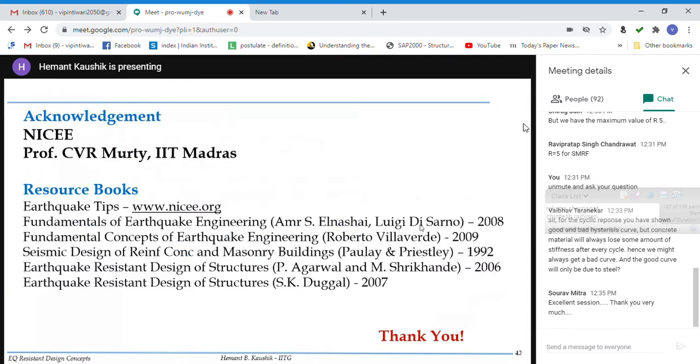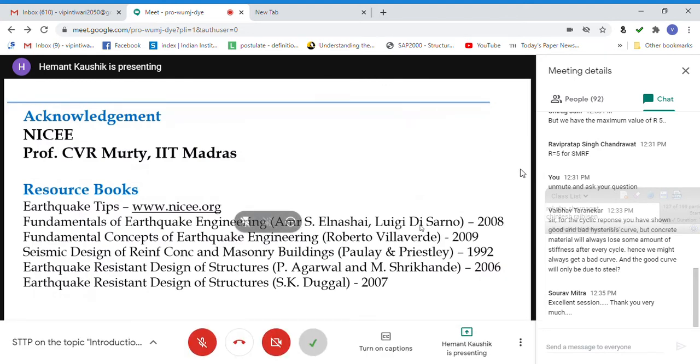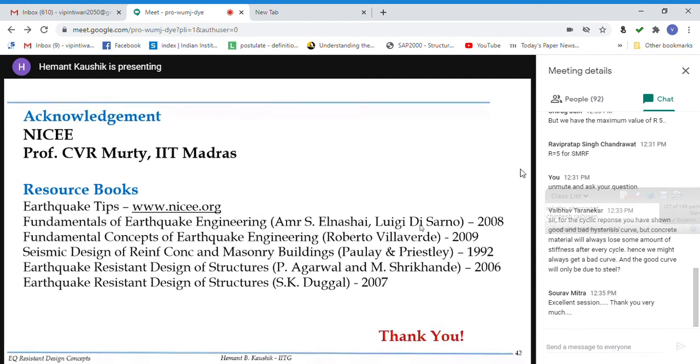So this is all from my side. I would like to thank the National Information Center for Earthquake Engineering and Professor CVR Murthy of IIT Madras because I have borrowed some of the material from them. And these are some of the resource books that you can get from libraries. Some of them are available on the internet. For example, the earthquake tips are freely available on the NICEE website. These are very interesting tips, and you will find several figures that I've used here in these earthquake tips.